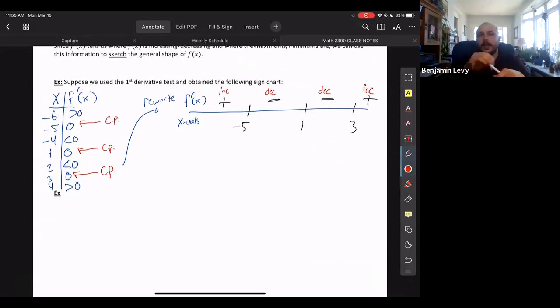This is like, after we did the first derivative test, this is the kind of thing we would have, and we can use this to draw a picture, is what we're getting at. Questions about what I'm trying to say so far?